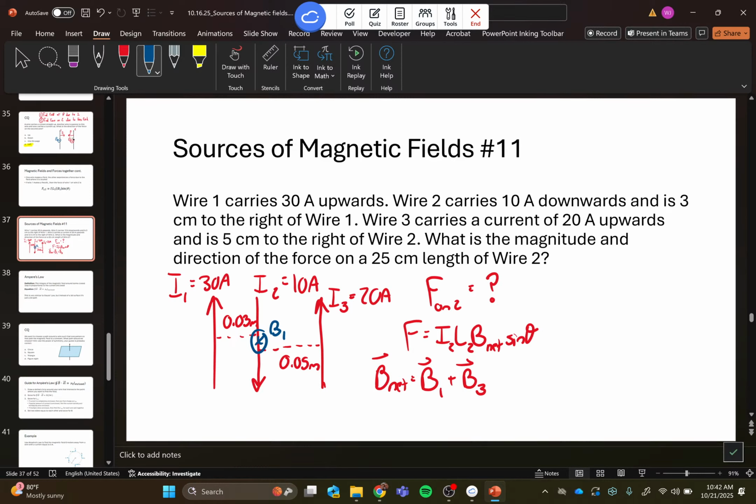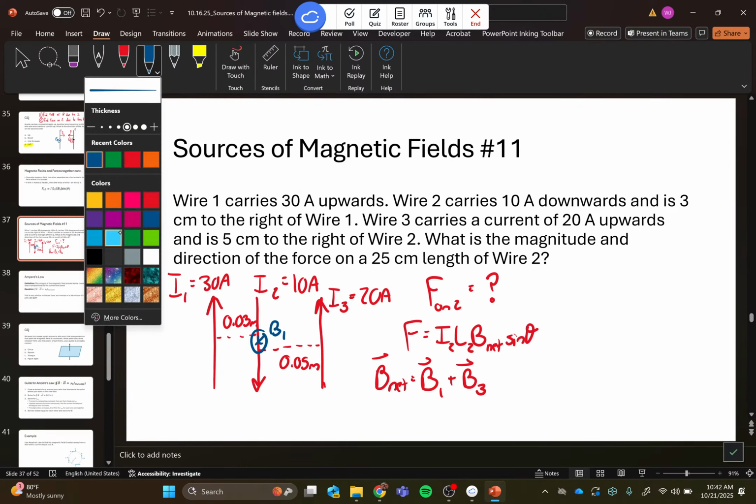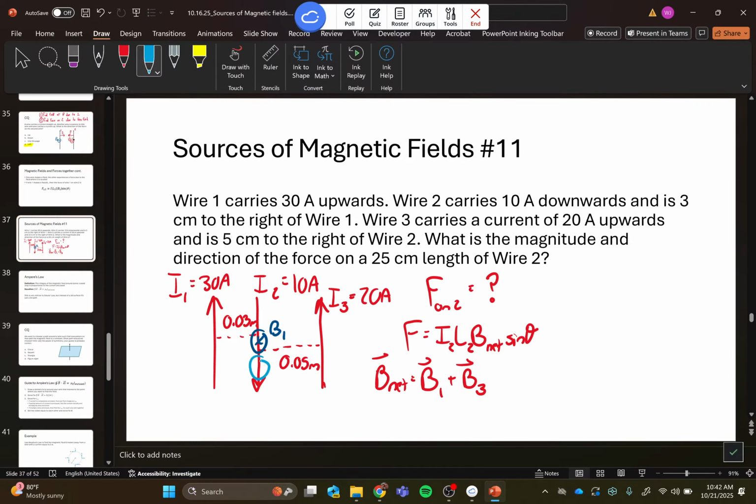Now, wire 3 is also pointed upwards. So we're going to do the same process. Point our thumb upwards. Make that circle. This time, my fingers are on the left side of it, because that's where the point is we care about. This is out of the page. Wire 3 is making the magnetic field out of the page, just because both currents are up. This one we're on the right side of that wire, this one we're on the left side, so it flips things. So wire 3 is going to make a field that is going to be out of the page.